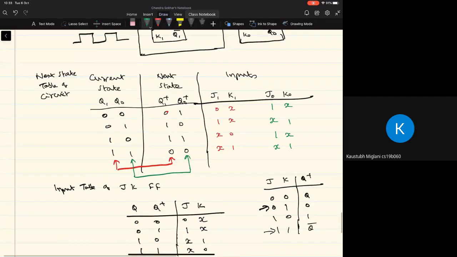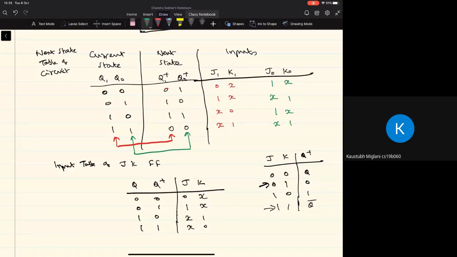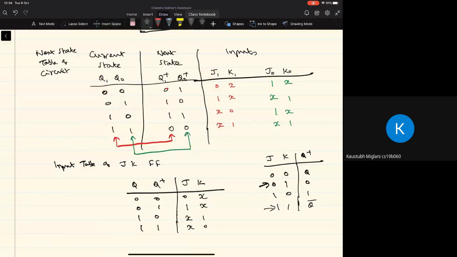Okay, so once I get these inputs for each of the flip-flops, now I need to come up with the Boolean expressions for J1, K1, and then J0 and K0. And what are the inputs for this circuit, right? The other inputs that we have are only Q1 and Q0, right? Because the new state of a flip-flop will depend on the current state of the flip-flops and the inputs in the form of the J and K for the different flip-flops in the circuit, right? So now let's come up with the truth table, the Karnaugh map, for each of the inputs, right?